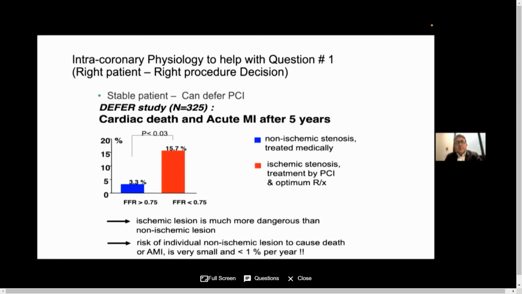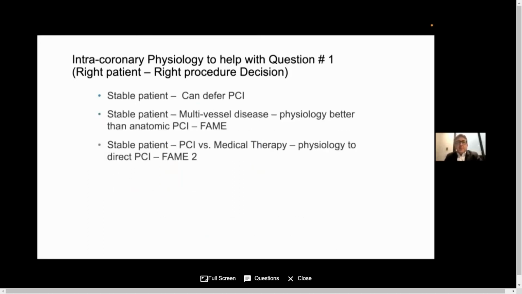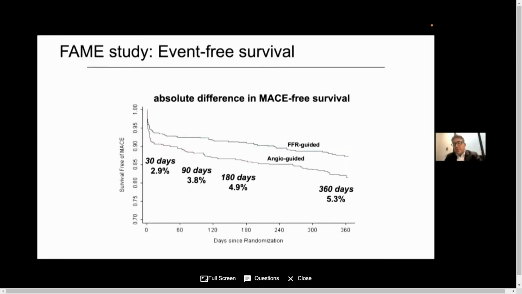So this was a very important observation, and it showed us for the first time that maybe PCI wasn't amenable to everyone. Then, of course, other studies came out, FAME 2, as you're familiar with, and probably the most important of these was the FAME study, which showed us that you could get an improvement in survival free from MACE by using an FFR-guided strategy when compared to an angiographic-guided strategy. And that was, of course, the first time it showed us that we could use physiology not just in terms of deferring patients, but also in helping to guide therapy and who should be treated, who shouldn't be treated. So very important pivotal studies.